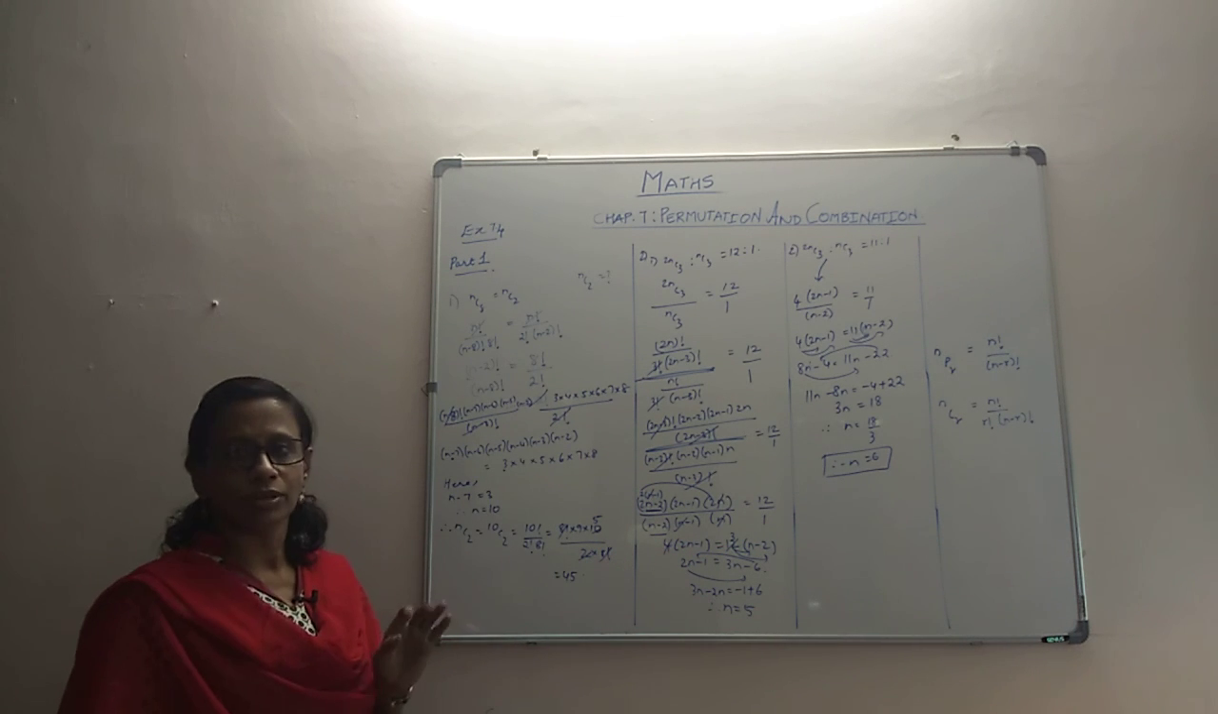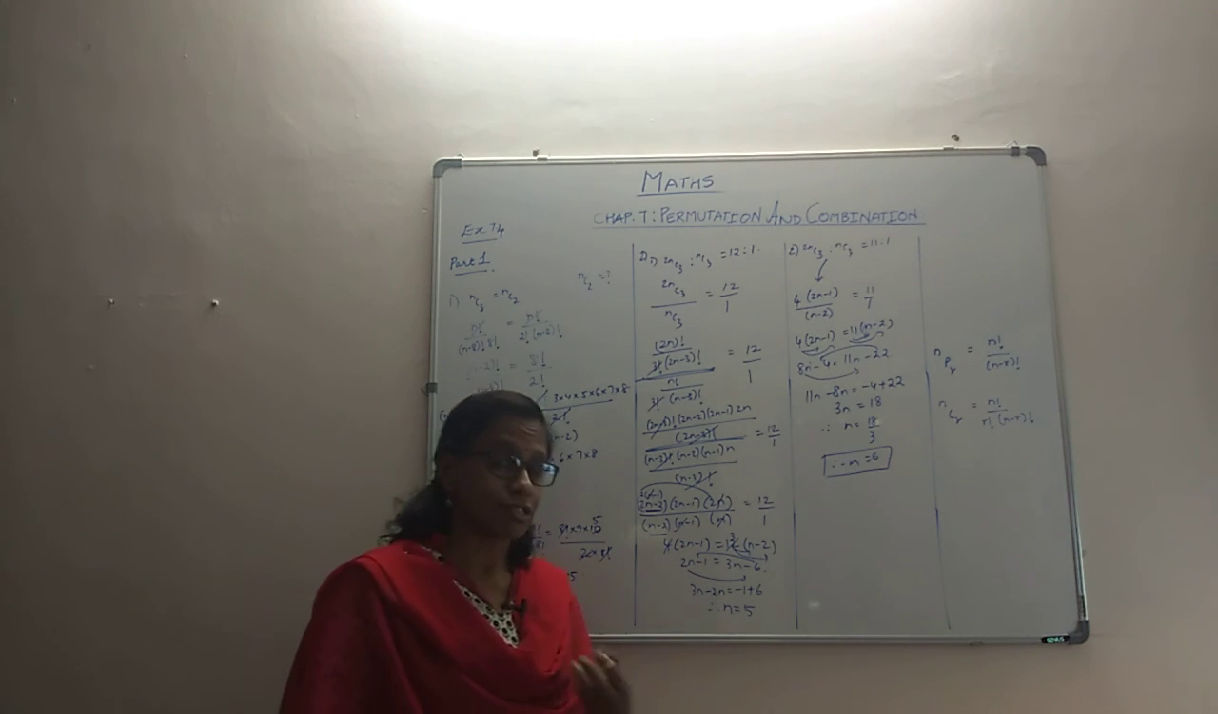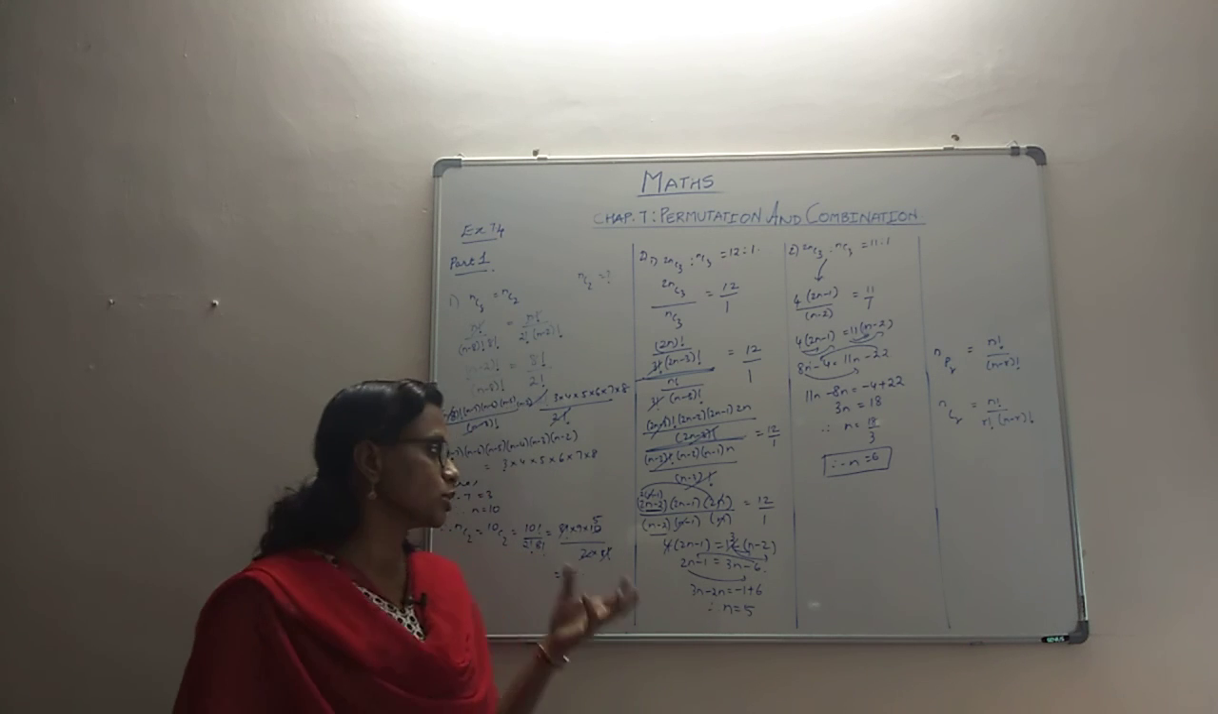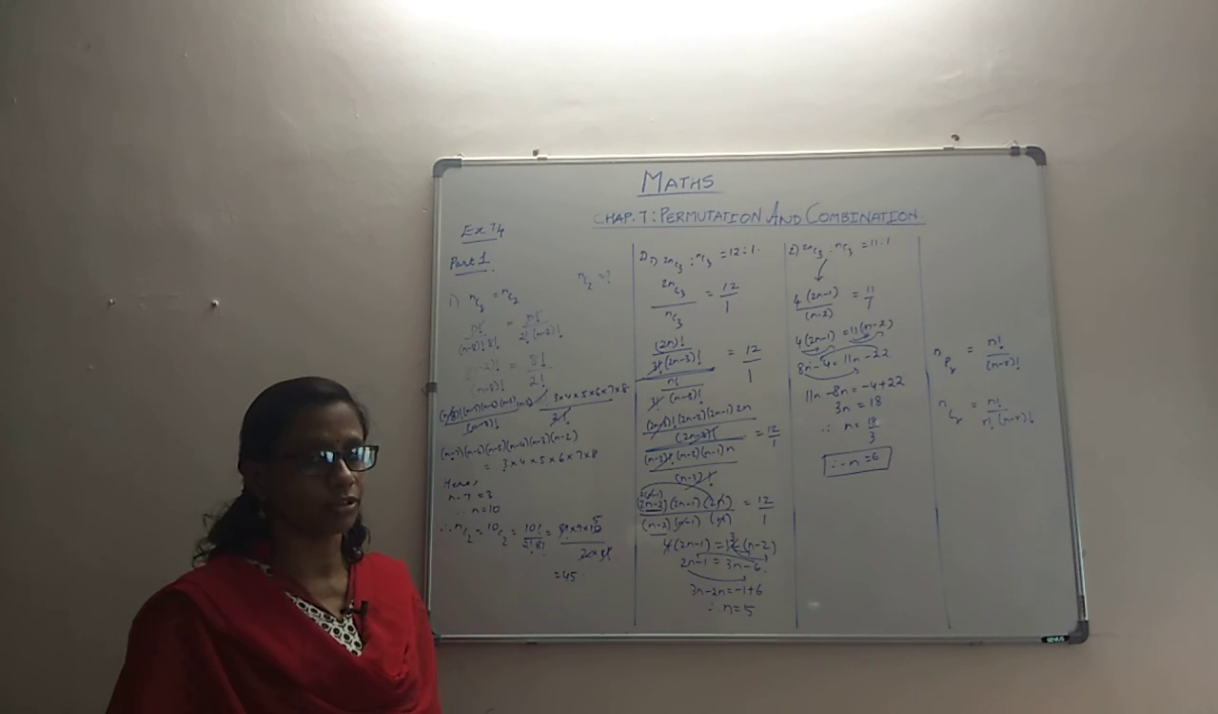So this is how we are going to go about solving these. We'll try to use the factorial properties as much as possible so as to get the values of the given numbers.